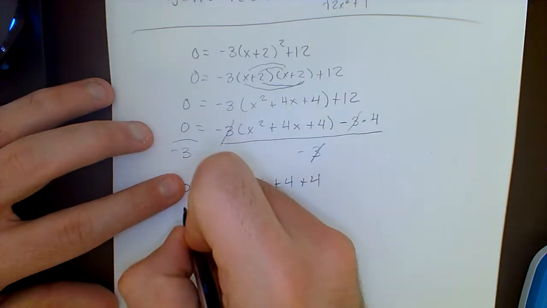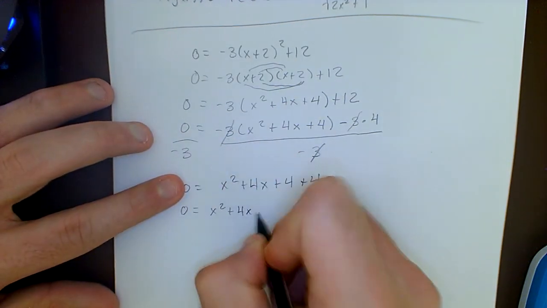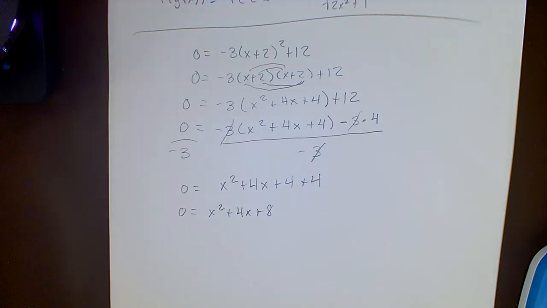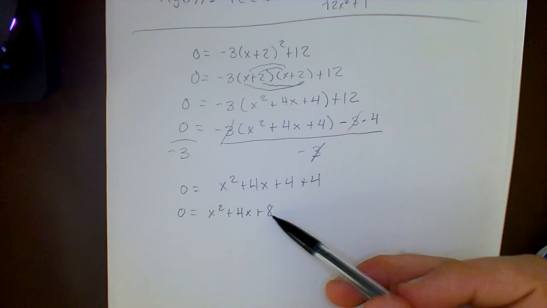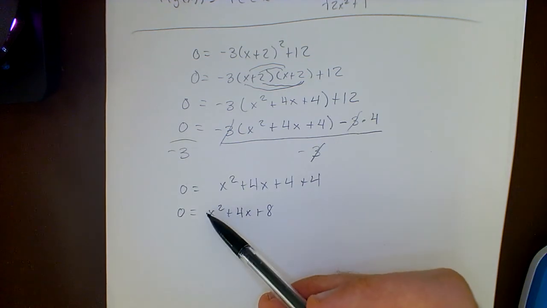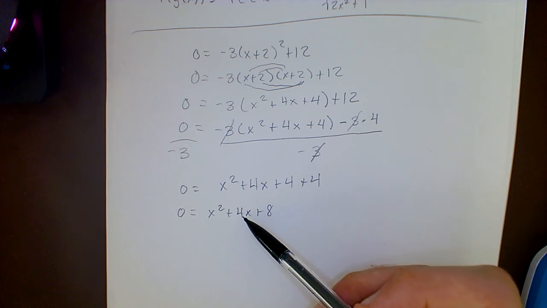Okay, so this is 0 equals x squared plus 4x plus 8. So factoring now, solving this equation is something we did already too. Since the coefficient in front of the x squared is 1, we need two numbers that multiply to positive 8 and add up to 4.